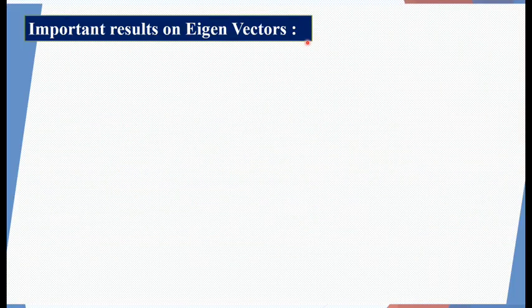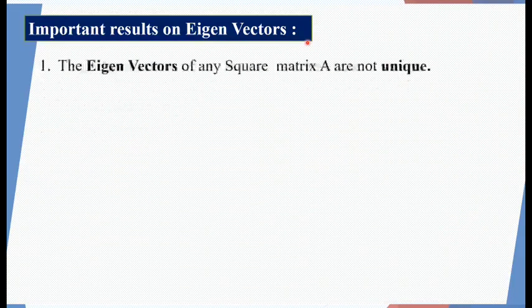So first, important results on eigenvectors. The first one is the eigenvectors of any square matrix A are not unique. We saw in the previous lecture in the last question that we can take k or minus k as a common factor. So by taking a different k or minus k we get a different set of eigenvectors.